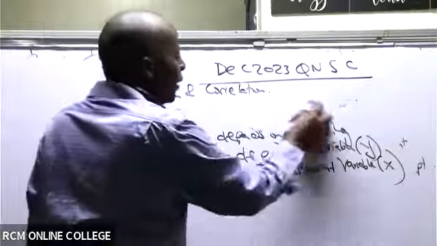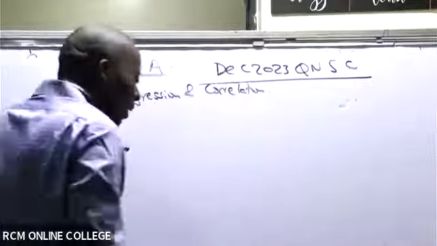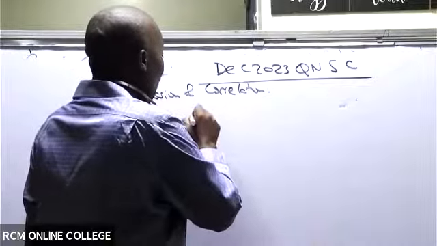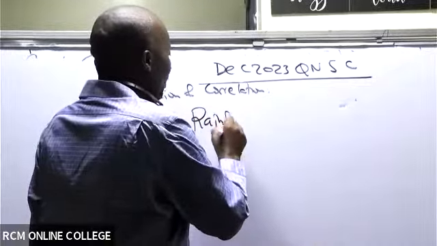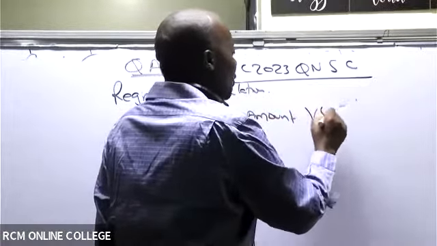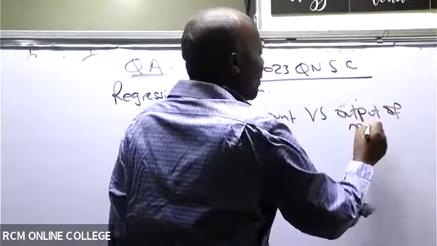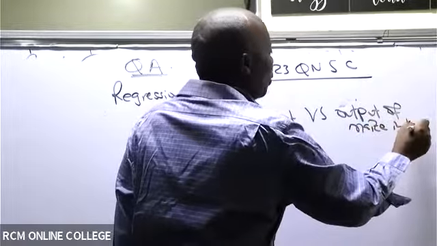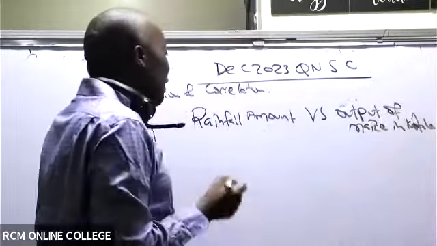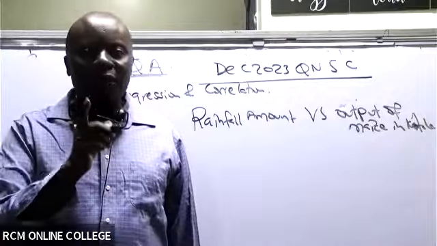How about this one? This one, I'm 100% sure you guys will be able to get this right very well. For example, you are given rainfall amount versus output of maize in Kitale. In this case, I think rainfall amount should be Y.